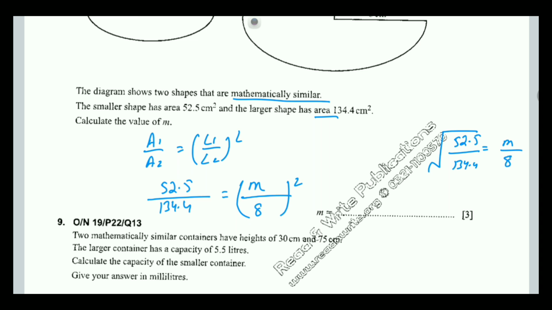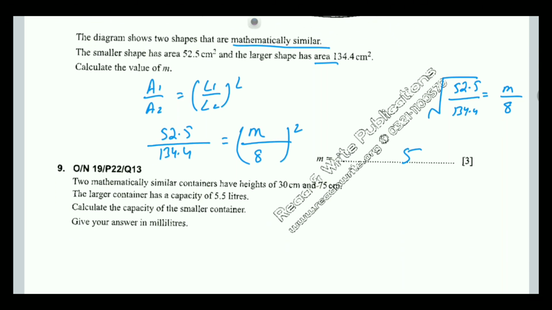So what will be your next step? 8 will be multiplied with square root of 52.5 over 134.5. So we will put it in calculator, and we will get our answer, that will be 5. So this is the way how you will solve this question.